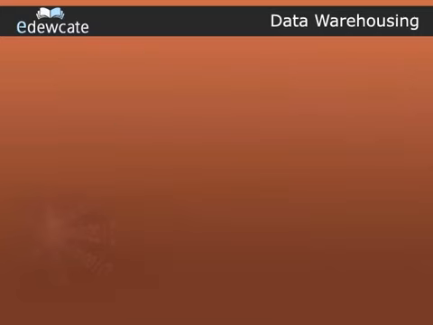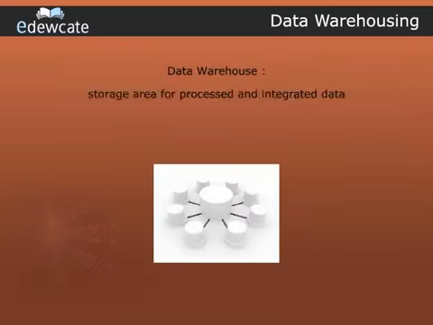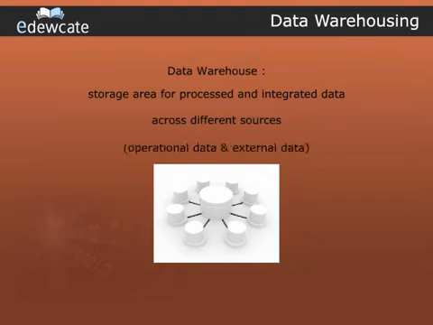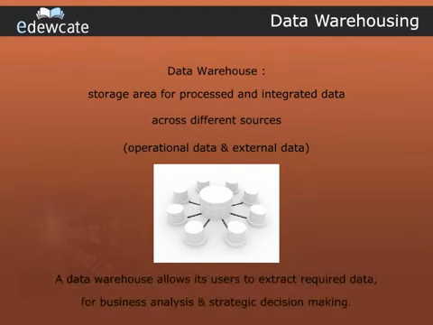We can therefore define a data warehouse as the storage area for processed and integrated data across different sources, which could be both operational data and external data. A data warehouse allows its users to extract the required data for business analysis and strategic decision making. Let us look at what other definitions people have attributed to data warehousing.